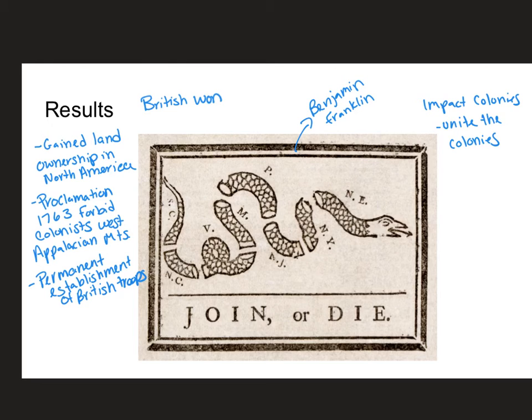And what you see here are all the colonies split up. We see South Carolina, North Carolina, Virginia, Maryland, Pennsylvania, New Jersey, New York, and New England. And you can see that the snake is all cut up into pieces. And that's kind of how the colonies functioned. They functioned as these independent little almost mini countries. And Benjamin Franklin was really saying, we need to be able to come together and unite each other and support one another.